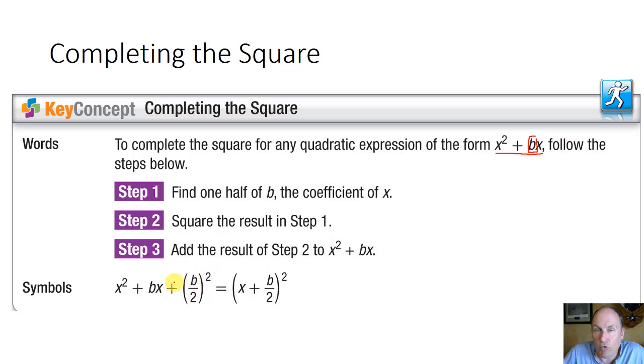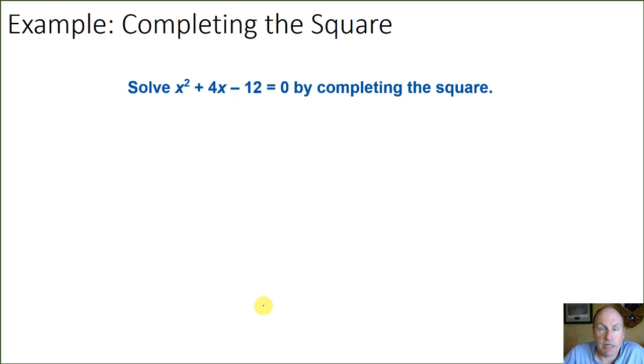This will probably make more sense when we do an example. But if we take that (b/2) squared, we wind up with the quantity x plus b over 2, quantity squared. Both of these are equivalent expressions. So by virtue of adding that (b/2) squared to this x squared plus bx, we create this perfect square. And that's useful in using the square root property, as you'll see. So let's look at an example.